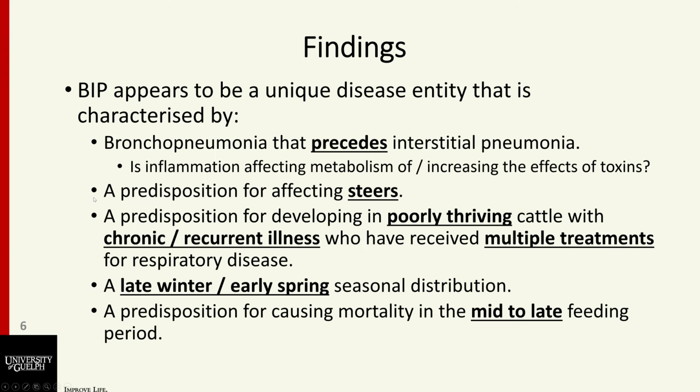On an epidemiological basis, we've found that BIP seems to behave uniquely and has a predisposition for affecting steers and for developing in poorly thriving cattle with chronic and recurrent illness who have received multiple treatments for respiratory disease during their time on the feedlot. Most cases are clustered in the late winter to early spring period, and there is a predisposition for this disease to cause mortalities in the mid to late feeding period, which is obviously very frustrating for producers, as a lot of time and energy has gone into raising these animals at this point.